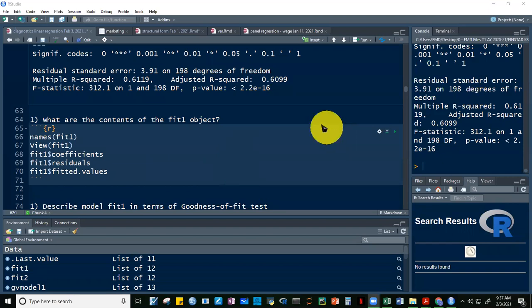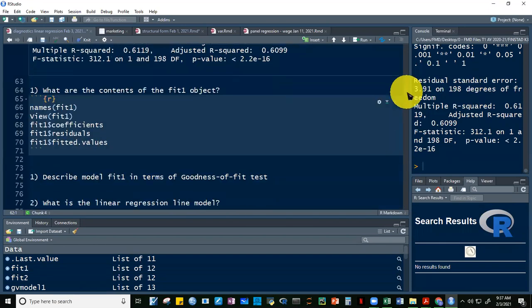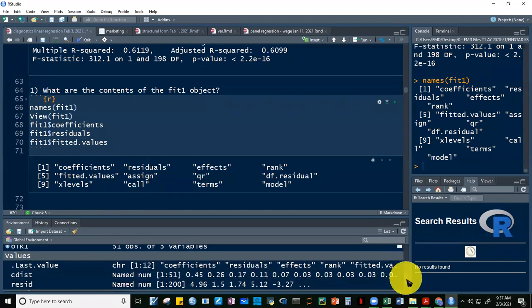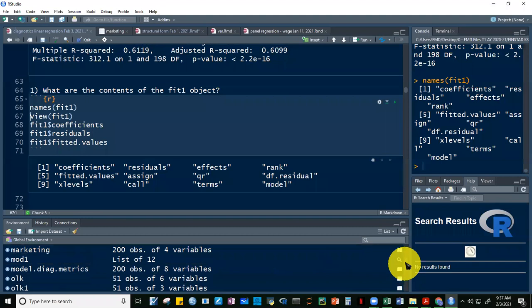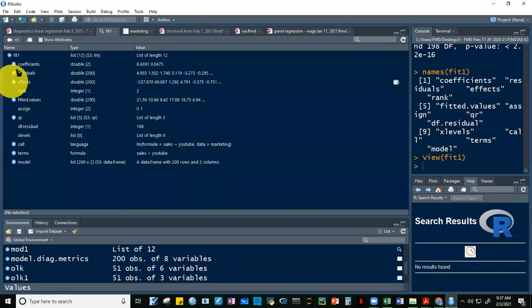Thank you. Now, there's one important thing we need to know about the object fit. Maraming laman yung fit na yan, guys. No? So, tingnan natin, ano ba yung mga laman ng fit? Names, ito. May coefficients, fitted dot values, x levels, residuals, etc. Now, if I click this, yung object na fit. Saan yung fit natin? Fit 1 here. If I click this, ito. Lalabas yung mga laman niya, no?